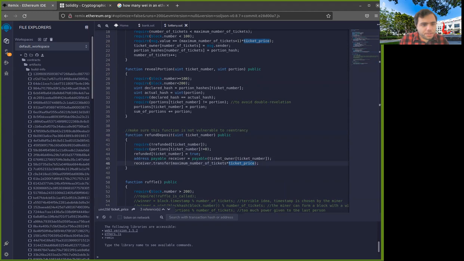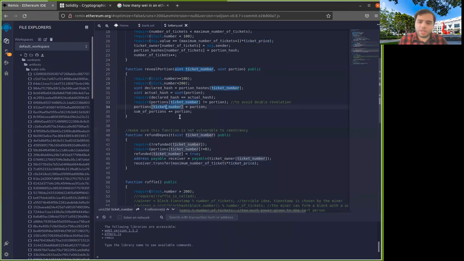So a question here is whether it is better that we refund the deposit in reveal itself. You can do that as well. One easy way is to just put this there, or you can remove the public and call it. It's your choice how you write your functions. Okay.